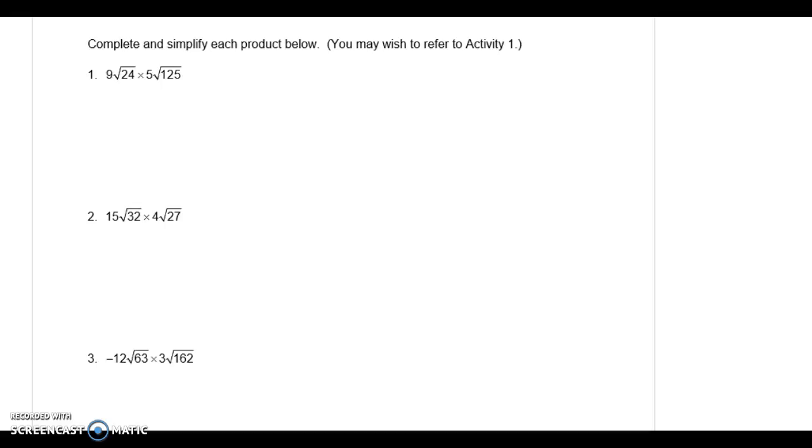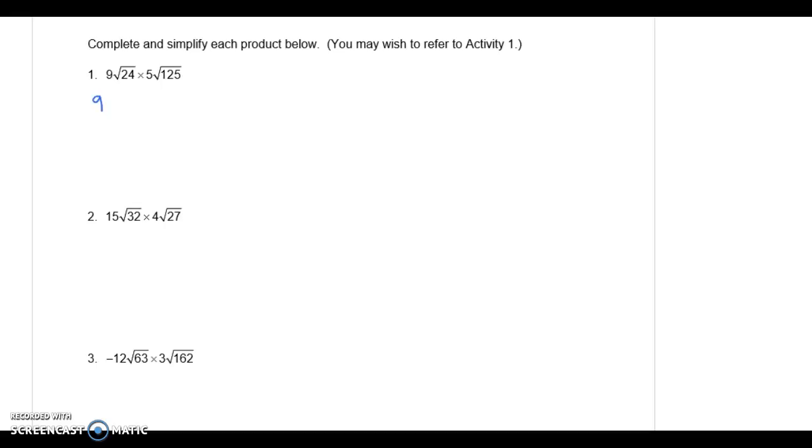Well, there's 2 ways to do this. One way to do this is to take the numbers that are outside, multiply them together. Take the numbers that are inside, the radicands, and multiply them together. And then simplify from there. But here's the concern. If we had 24 times 125, that's a big number, a huge number. And it's going to be very difficult for us to find perfect square factors of that radicand. So it might make more sense for us to try and simplify the 24 now and simplify the 125 now and see where that takes us.